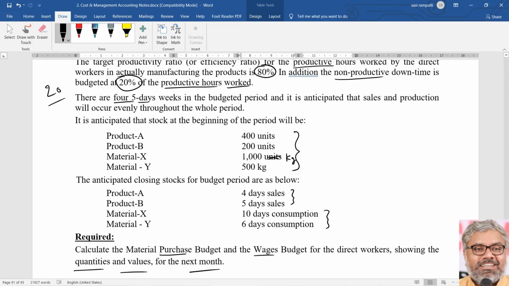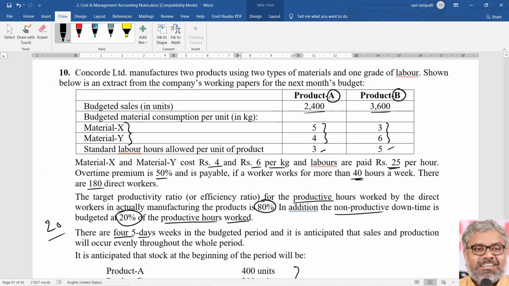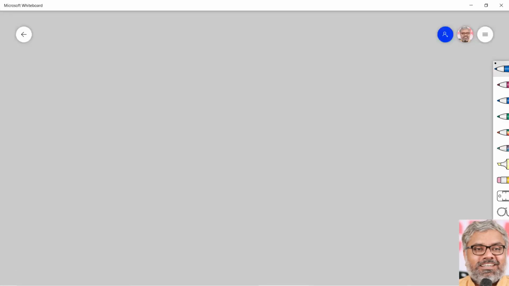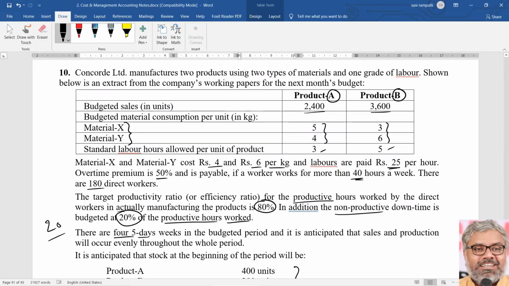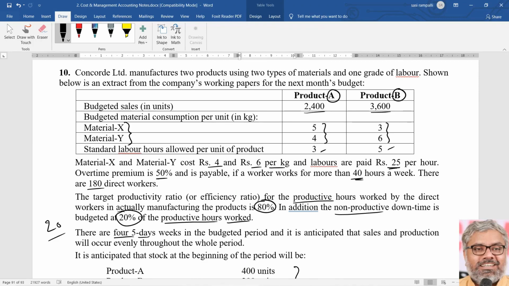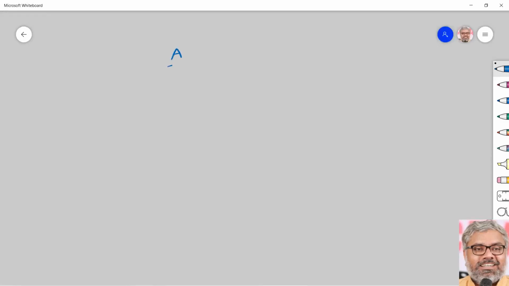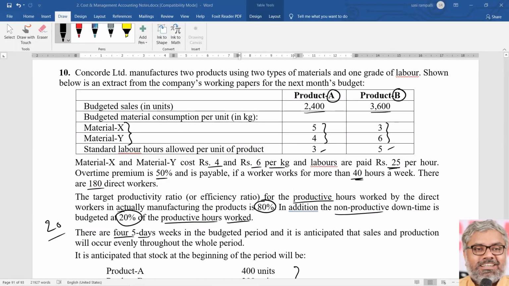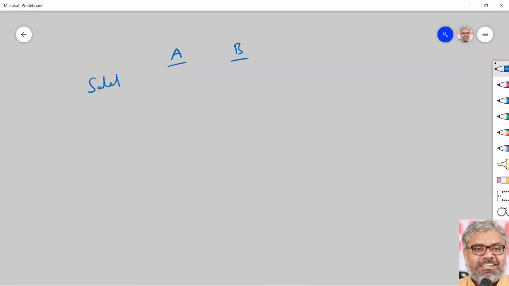See, material purchase budget is quite common and which is related to production basically. For calculating and preparing material purchase budget, we need to first find out how much should be the production. Without that, it is not possible. First sales budget, then production, then purchase. You know the sequence. Sales is given already. Budgeted sales is 2,400 and 3,600 units. We are talking finished goods here.